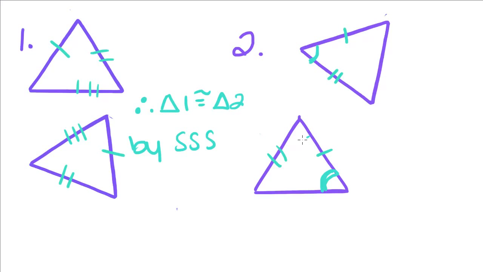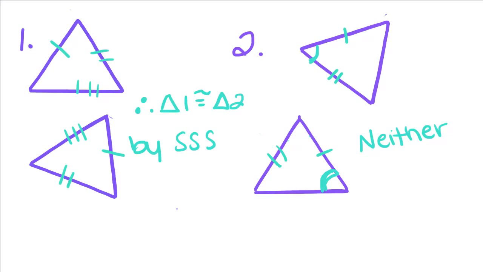For us to prove that these are congruent, we'd have to know that this one is congruent to this one. But since we don't know that, we have to say neither. Now this doesn't mean the triangles aren't congruent. This just means that we can't prove that they are.